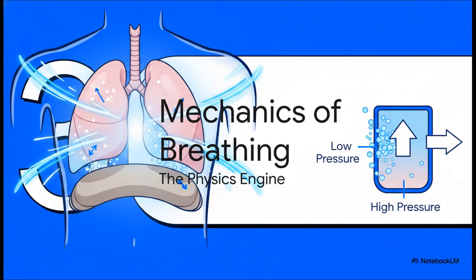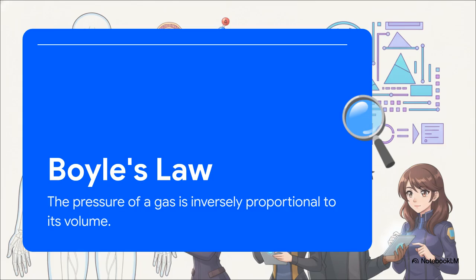Section 3. The mechanics of breathing, the physics engine driving our breath. Okay, so the crucial mechanism here relies entirely on Boyle's law. It states that the pressure of a gas is inversely proportional to its volume. Basically, if you increase the volume of a closed space, the pressure inside drops. If you decrease the volume, the pressure shoots up.